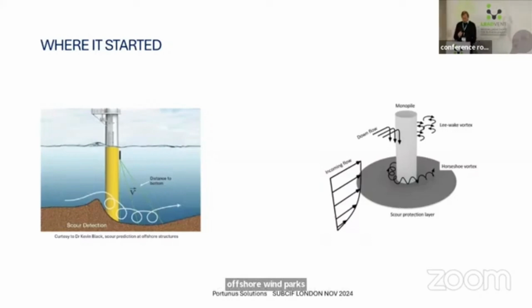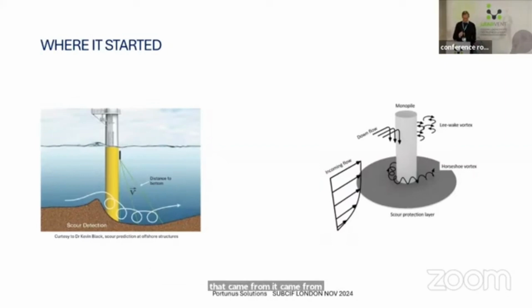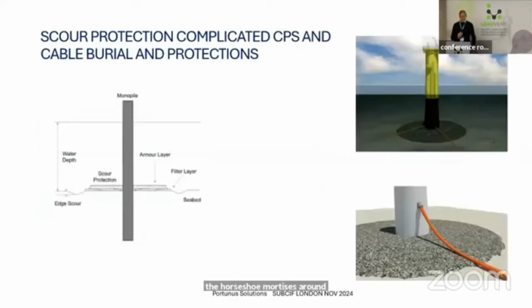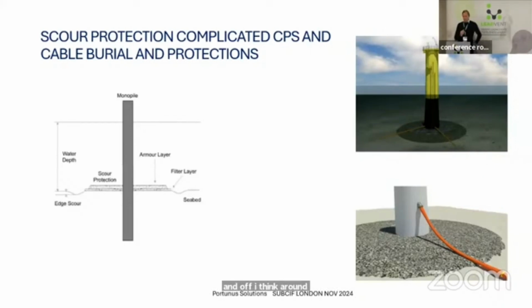And it started with scour protection, or scouring it actually started with. And where that came from, it came from that we had scouring around the foundations. And this was caused by the horseshoe vortices around the foundations. And the scour protection complicated for the CPS. That's been discussed enough, I think, around the other presentations today. So I'm not going to go a lot into this right now. And I'm not going to talk a lot about the cable protections either. I think others have done this today.